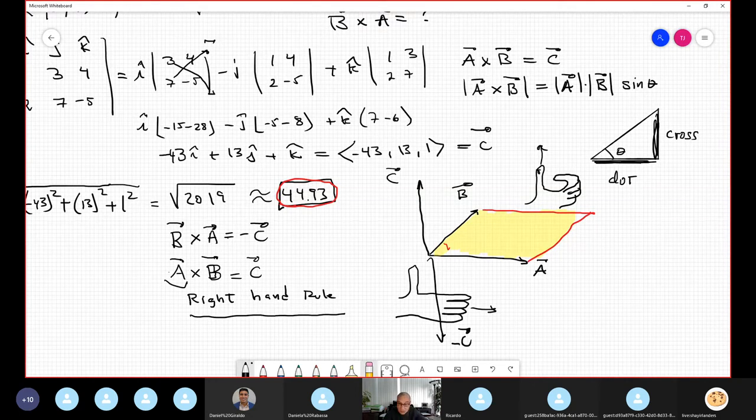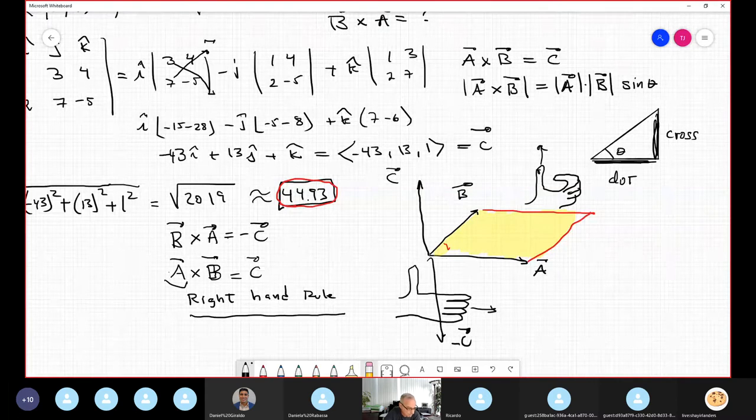And you get the direction using the thumb, the cross product. Okay? Is it clear, confusing or no?